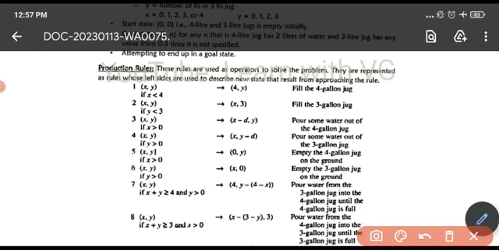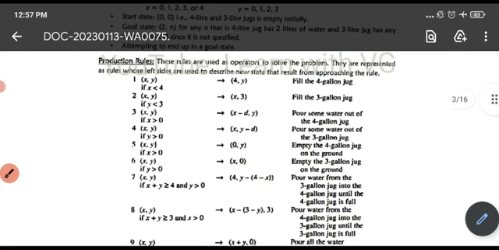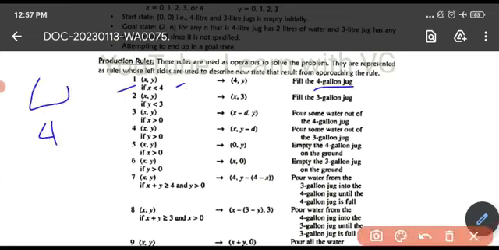Now, the first production rule: (x, y) if x is less than 4. If the 4 liter jug has less than 4 liter, then we fill the 4 gallon jug. So the result will be (4, y). If y is less than 3, then fill it, giving (x, 3), that is we are filling the 3 liter jug.